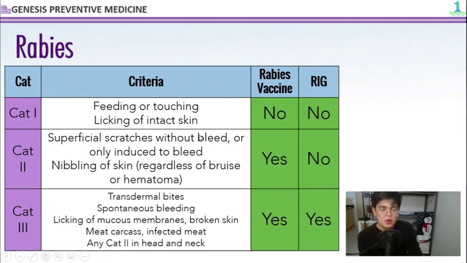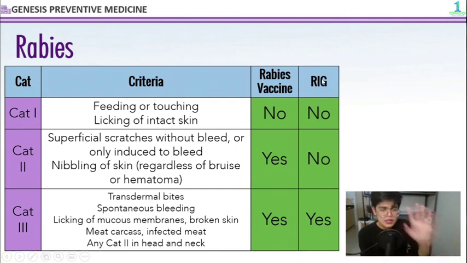So now we go on to the classification of rabies exposure. So rabies exposure can be categorized into 1, 2, or 3, depending on the severity of the bite, and the categorization will subsequently instruct you on whether or not rabies vaccine and rabies immune globulin is indicated.